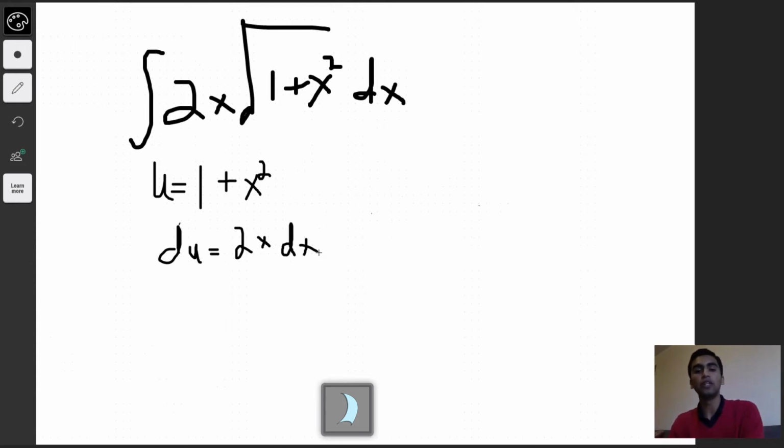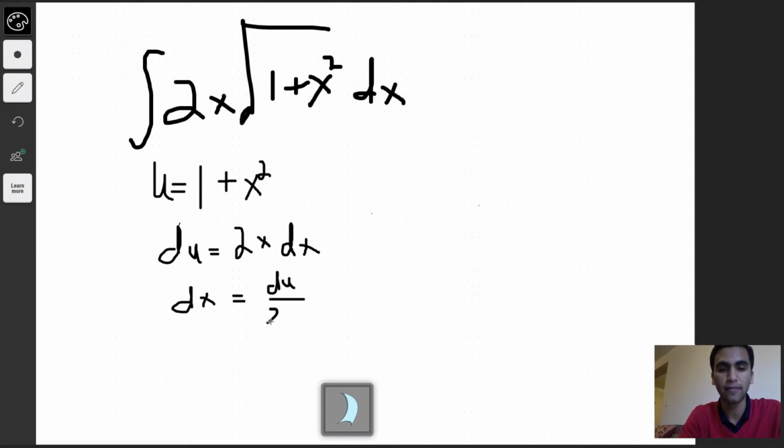So now that we have du equals 2x dx, what can we do? We want to get rid of the dx from this particular integrand. And to get rid of this dx, we can use substitution, substituting in this particular expression, du equals 2x dx, right? What this means is that dx equals du over 2x.